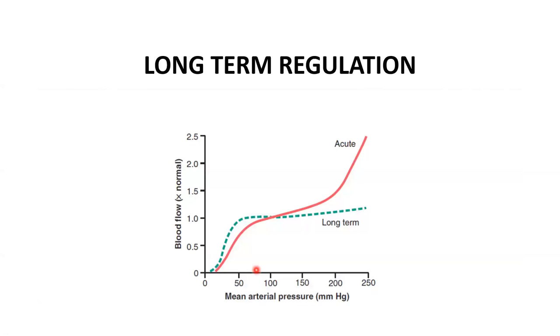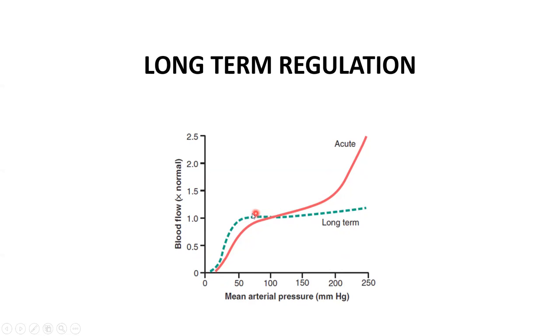Okay, so we've done the acute mechanisms. Now let's hop on to the long-term ones. And here you go, you have that graph shown again. Look at the red and the green lines, okay? And this is basically to show you the way the green line has been plotted in this graph. So any increases in mean arterial pressure over a longer duration of time will have these long-term mechanisms come into play, which really keep the blood flow to the minimum.